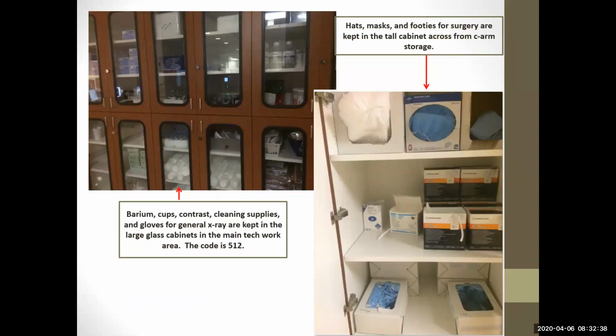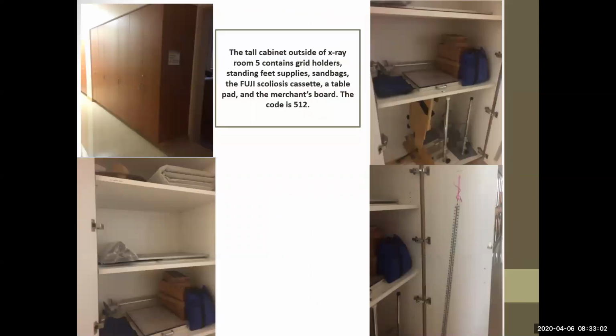Also important to know, in the storage area between CT and X-ray, we have these glass cabinets that have supplies in them. So we have barium, we have cleaning wipes and gloves, and the code for that is 512. We also have some supplies out by the C-arms in the cabinets out there for the folks who are going to surgery, and that includes hats, masks, and shoe covers. In the tall cabinets outside of X-ray room 5, we do have miscellaneous items like a standing footboard, a Merchant board, grid holders, and a lead ruler. Again, the code for those cabinets is 512.